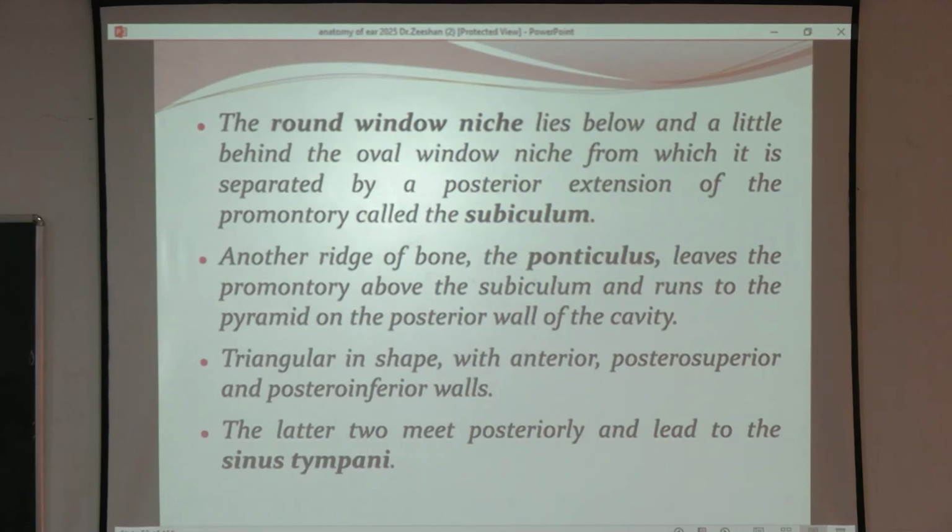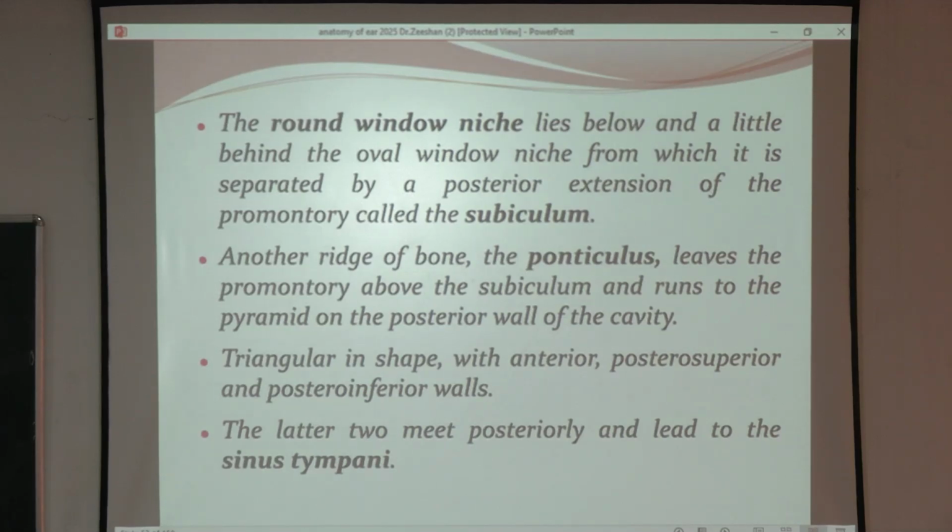Ponticulus, नीचे वाला है subiculum. सिंपल, इसमें ज़्यादा दिमाग नहीं लगाना है. क्या है? दो बोनी लेजेस हैं जो कनेक्ट करते हैं प्रोमोन्ट्री एरिया को पोस्टीरियर वॉल के साथ. ऊपर वाला पॉन्टिकुलस है, नीचे वाला सुबिकुलम. अब इसका सिग्निफिकेंस क्या है? पॉन्टिकुलस और सुबिकुलम के बीच में पोस्टीरियर वॉल में जो है साइनस टिम्पेनाई होता है.